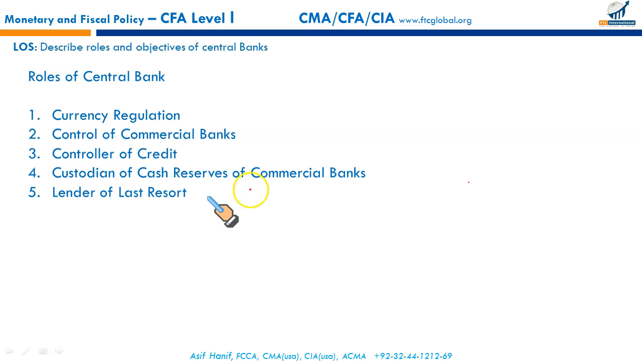And finally, the lender of last resort. What does it mean? If a bank is in trouble, the central bank will provide necessary funding to such a troubled bank in times of financial crisis. So overall, the primary objective of the central bank is promoting financial stability.